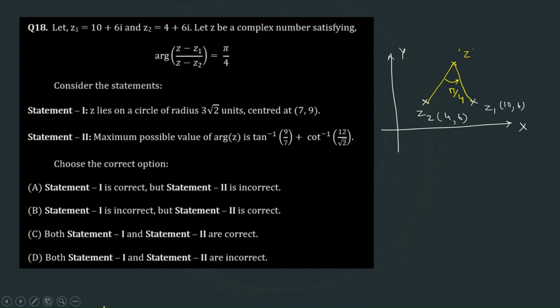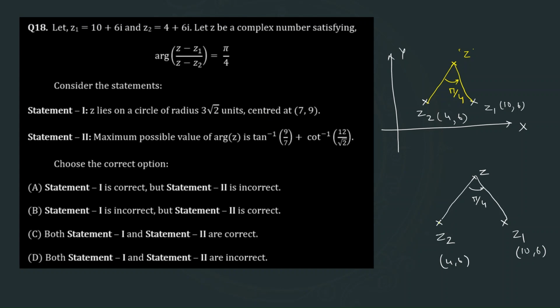So if I draw this diagram a little bigger here, this is the point z2, this is the point z1, which is 4 comma 6 and 10 comma 6. Then z must lie somewhere here, and this angle is pi over 4. Now, statement 1 says that z lies on a circle of radius 3 root 2 units centered at 7, 9.